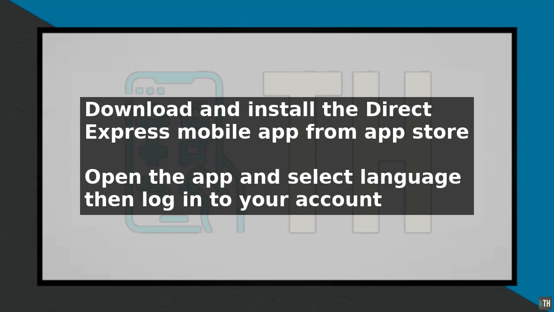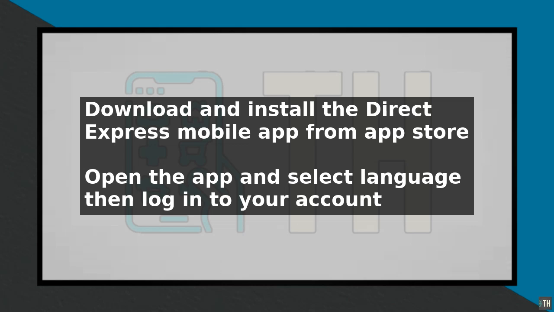To use the Direct Express mobile app 5332, start by downloading and installing the app from the App Store on your mobile device. Once installed, open the app and select the language you prefer to use. You will then be prompted to log into your account using your user ID and password. If you do not have an account, you can create one by selecting the Register option and following the prompts.